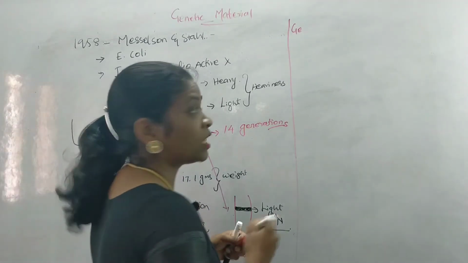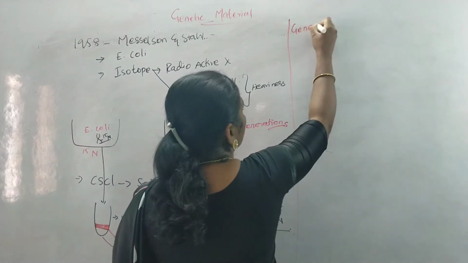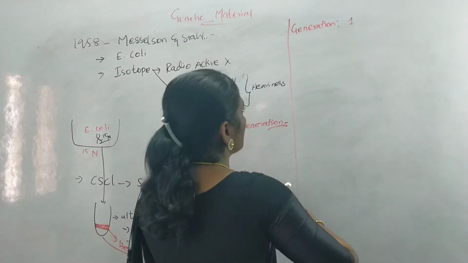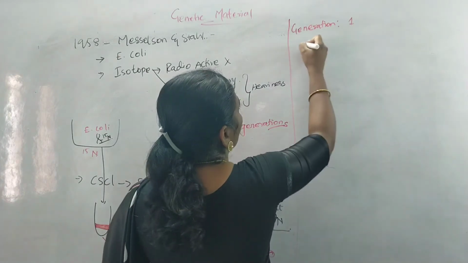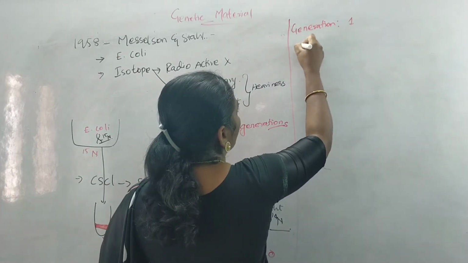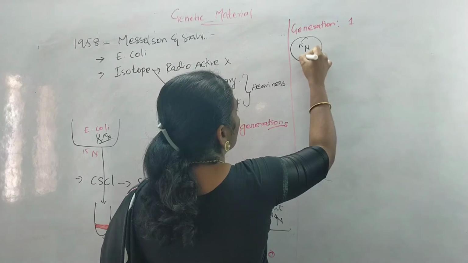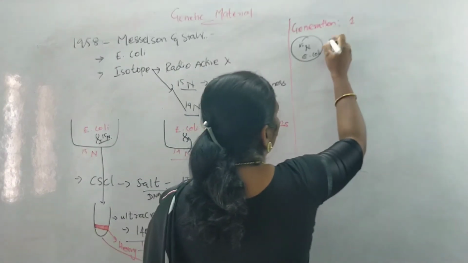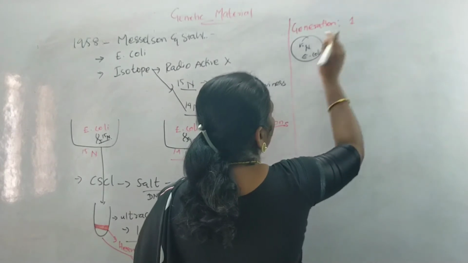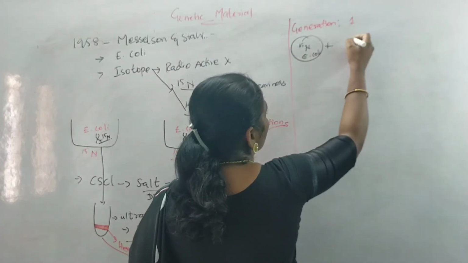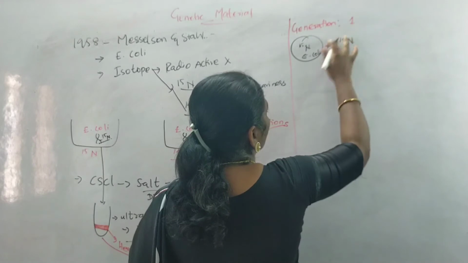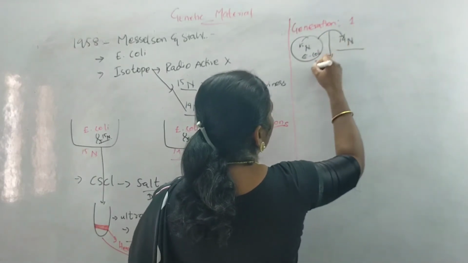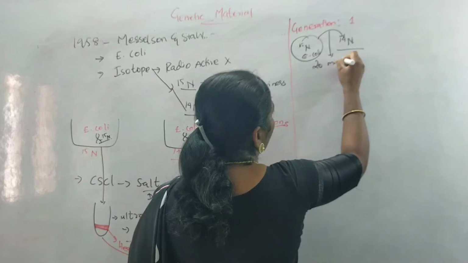But what happened in generation 1? It is termed as generation 1. So what happened in generation 1? They made a group of E. coli which is under N15 medium. This is E. coli in N15 medium. This E. coli was cultured in N14 medium. It was cultured in N14 medium for 20 minutes.